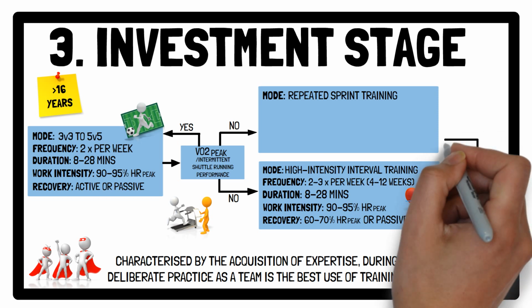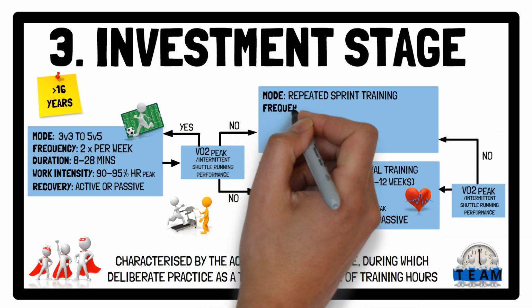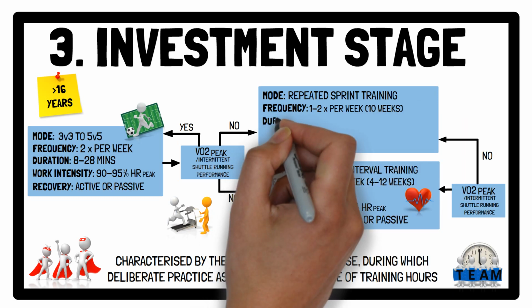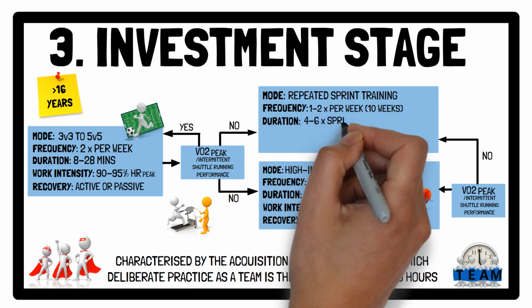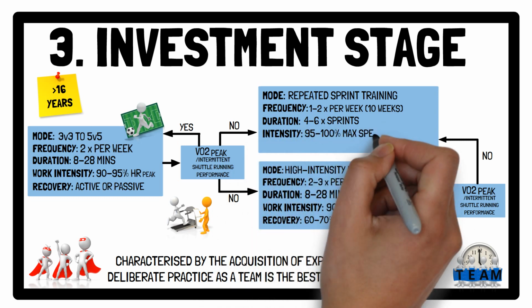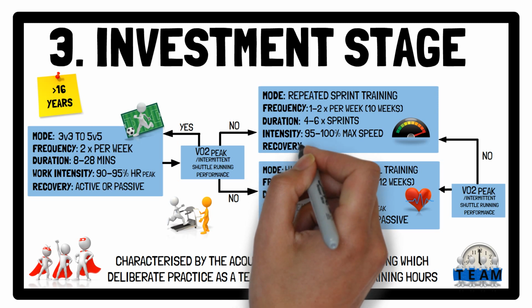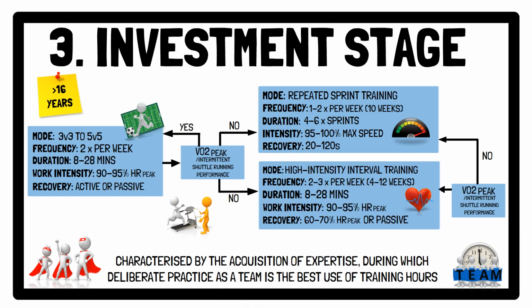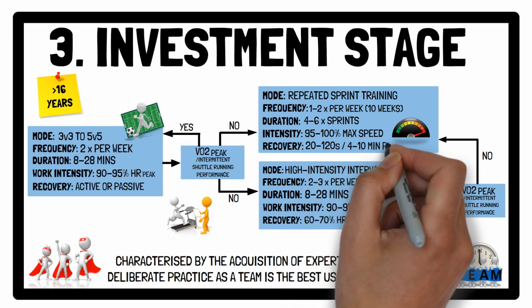Alternatively, repeated sprint training blocks could be performed 1 to 2 times per week for 10 to 12 weeks. More specifically, 4 to 6 40-meter sprints should be completed at 95 to 100% of max effort, separated by 20 to 120 seconds of passive recovery. Sprint blocks should be repeated 2 to 5 times, interspersed with passive rest, lasting 4 to 10 minutes in duration.